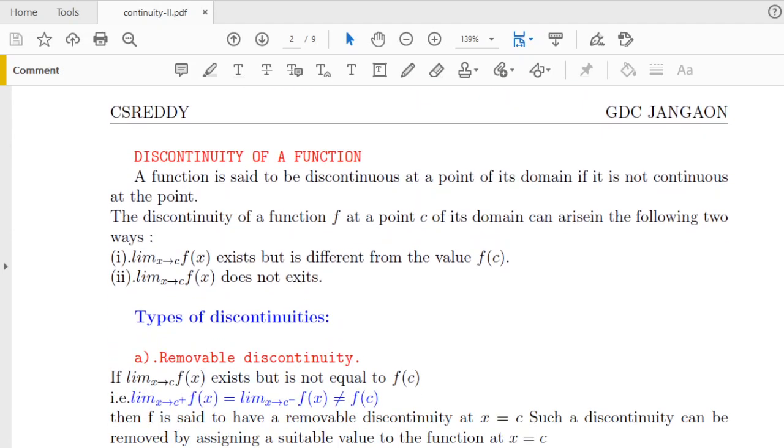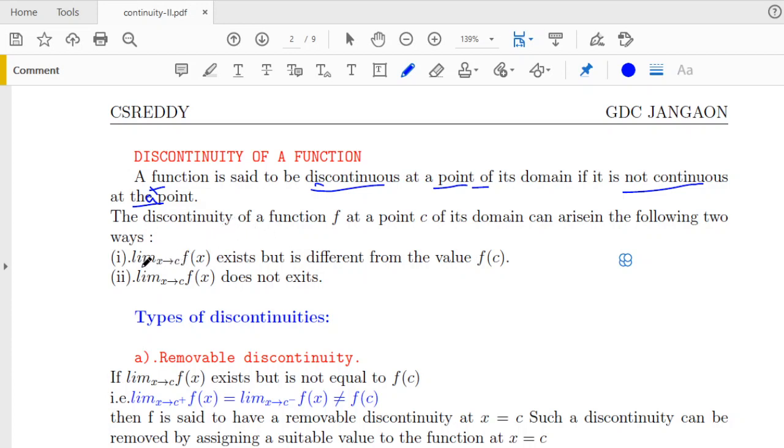What is discontinuity? A function which is not continuous is called a discontinuity. Therefore, a function is said to be discontinuous at a point of its domain if it is not continuous at that point. Therefore, the discontinuity can be arranged in two cases.